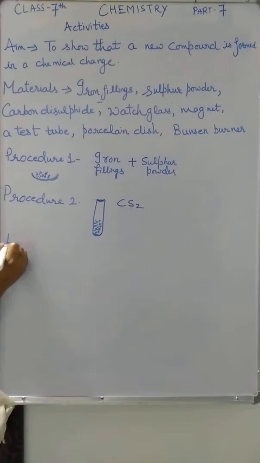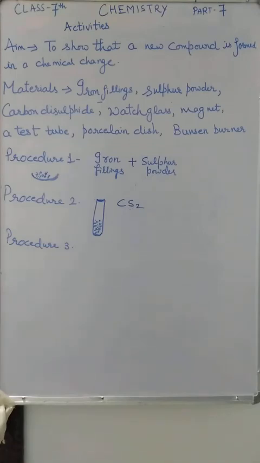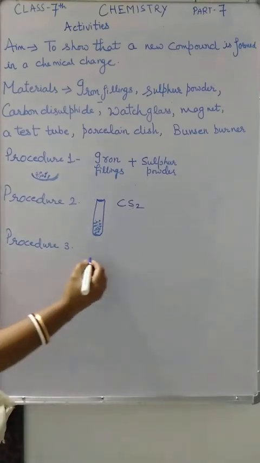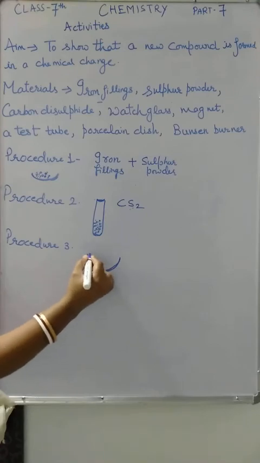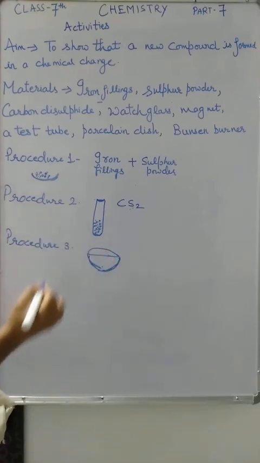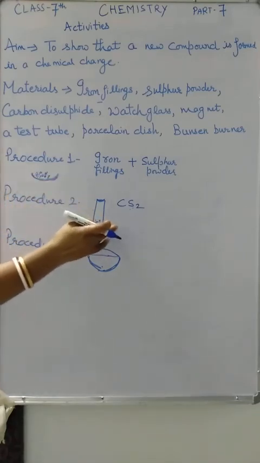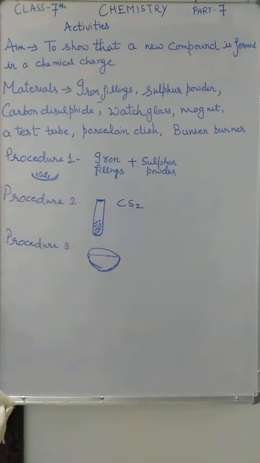Now your procedure number 3. In this, what you have to do? Take the mixture of iron filings and sulfur powder in a porcelain dish. A porcelain dish is a bowl-like structure. This is called a porcelain dish. The watch glass, the test tube and the porcelain dish, all these devices are used in the chemistry lab. So this is a bowl shape structure and it is called a porcelain dish.